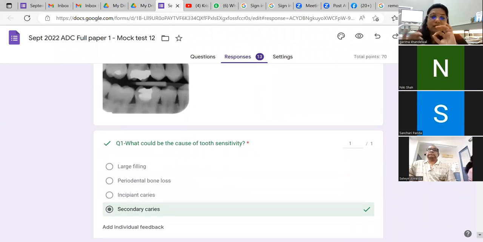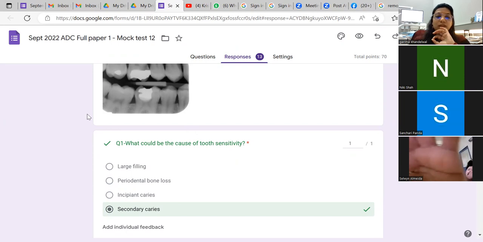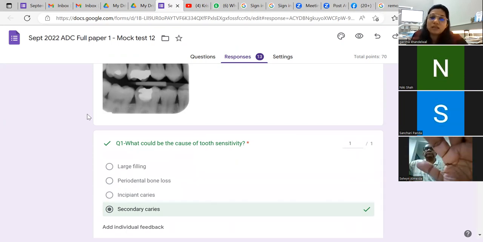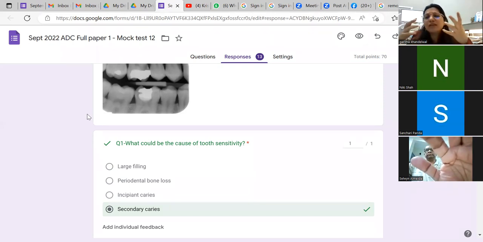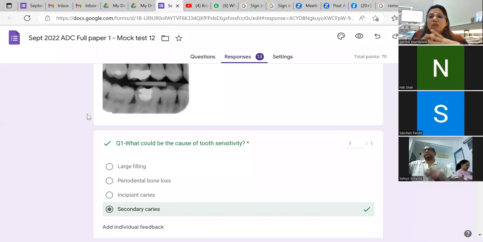What could be the cause of tooth sensitivity? When you see this radiograph, you can clearly see caries below the restoration. So if I say the option is a large filling without caries, it does not cause sensitivity. Periodontal bone loss with no exposure, where the gums are nicely adhered to the tooth structure and the cementum is not exposed. Exposure of cementum does not always cause sensitivity, and bone loss, which can occur for many reasons, may still cause no sensitivity. Incipient caries can cause sensitivity, right? But in this option, there is a restoration and the caries is happening below it. So the answer becomes secondary caries. Incipient caries would be right if there was no restoration. Understanding my point? Clear, simple, sweet answer.